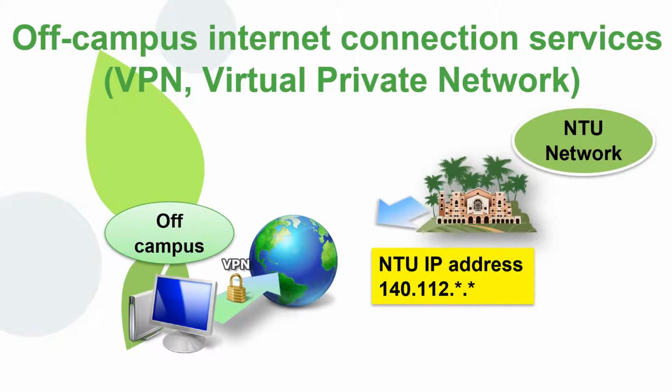Before searching, there is a notification for you. Most NTU library e-resources can be accessed in the campus network. If you are at home, you can access database, e-journals, and e-books remotely via the off-campus internet connection services, also known as Virtual Private Networks or VPN. By using VPN, you can access e-resources outside the campus.